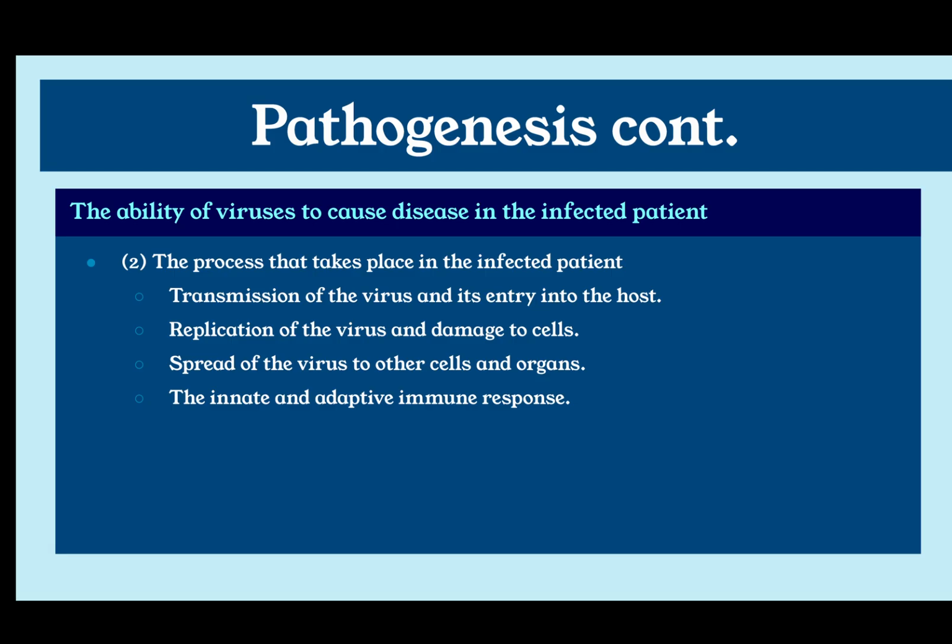After entry, the virus must establish infection by attaching to and entering susceptible cells. Once replication begins, the next key step is the spread of the virus to other cells and tissues, which determines how extensive the infection becomes. Finally, the innate and adaptive immune responses play a major role, not only acting as essential host defenses to control and eliminate the virus, but also sometimes contributing to disease when inflammation and immune-mediated damage become excessive.